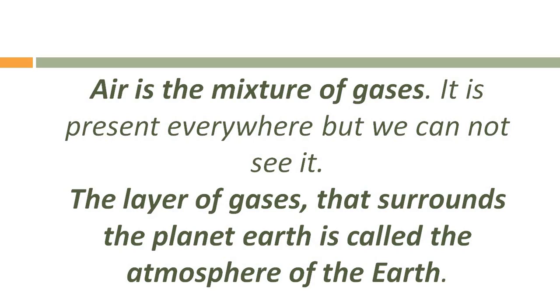Air is a substance that has weight and occupies space. And children, you know air is not a single gas. It is a mixture of many gases. And the earth is surrounded by a thick layer of air. It is just like an ocean of air. So the layer of air that surrounds the planet Earth is called the atmosphere of the earth.